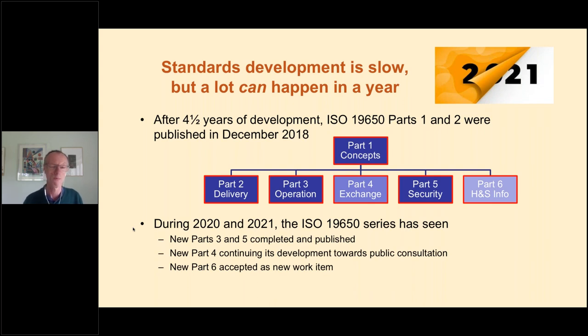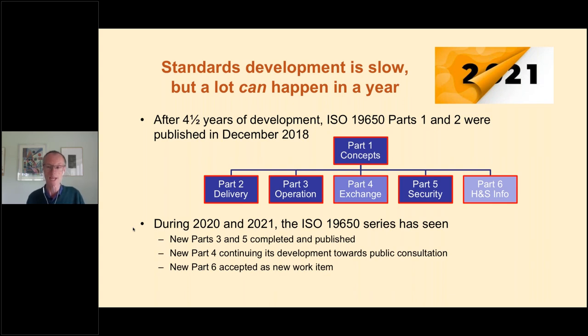But anyway, what we have now is parts 1, 2, 3, and 5 already published. Parts 1 and 2, of course, were published in December 2018, and those are BS EN ISO standards, and not just ISO, but also European standards. That's actually quite an important distinction, because it really switches on the minds of all of our European colleagues and partners, because they know they're going to have to implement these standards when they are released through their agreements with the European Standardisation Committee.